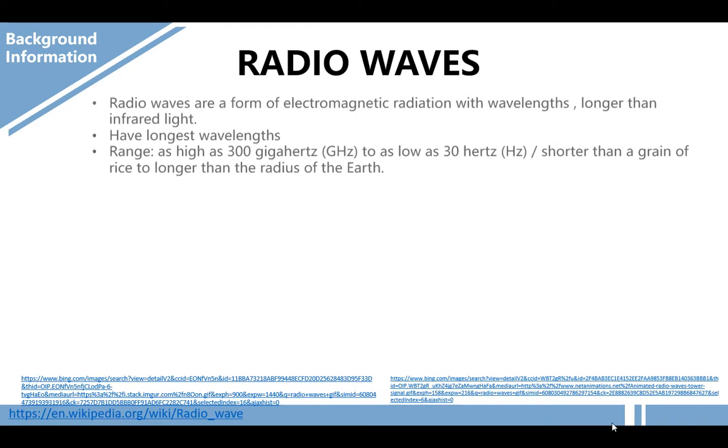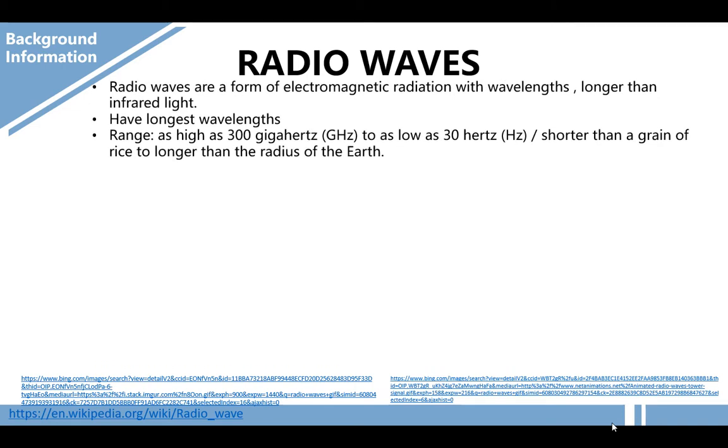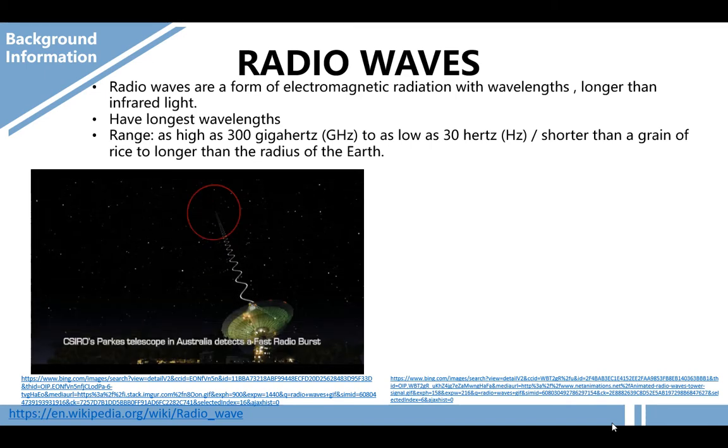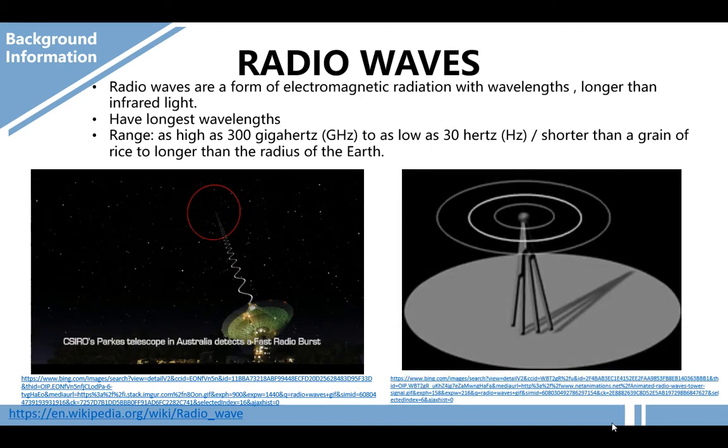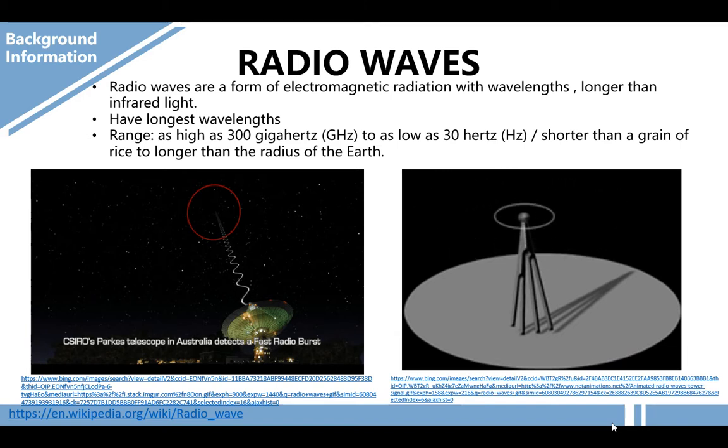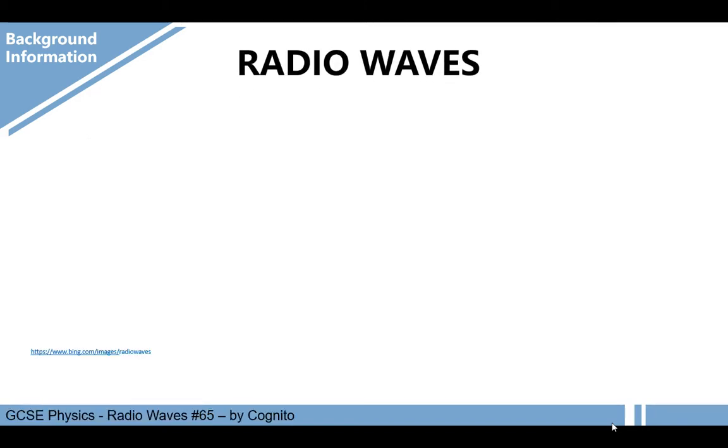Radio waves are a form of electromagnetic radiation with wavelengths longer than infrared light. They have the longest wavelengths, with a range from as high as 300 gigahertz to as low as 30 hertz, or shorter than a grain of rice to longer than the radius of the Earth. These are some representations of radio waves. Radio waves have the longest wavelengths and the lowest frequency.